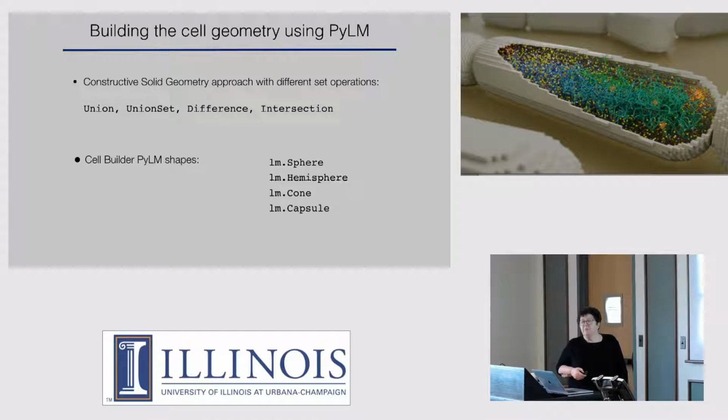When you're building up these complex eukaryotic cells, which have a cell nucleus, mitochondria, ER, you have to use, at least if you're using PyLM, a more solid geometry approach. And there is an online manual for these calls to be using. If you want to make things a sphere or a hemisphere or a cone or a capsule if you're doing an E. coli, we have some basic shapes in there for you to work with.